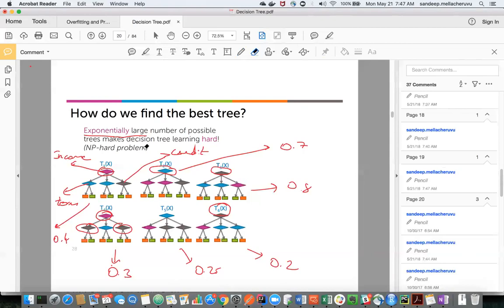So how to find the best tree? This kind of problem, which you cannot solve using a computer, is called an NP-hard problem. In computer science it is called an NP-hard problem. NP is nothing but non-polynomial, which means there is some exponential problem there. So when there is an NP-hard problem, you cannot solve it using a computer, because even using a computer, it will take years to compute.